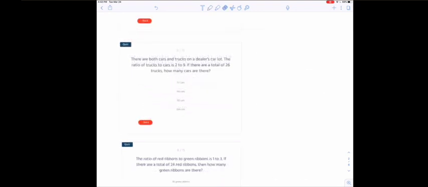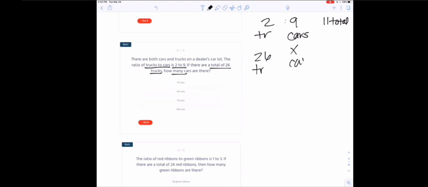Okay, so let's do number 8. It says, there are both cars and trucks on a dealer's lot, sorry. The ratio of trucks to cars is 2 to 9. Trucks to cars. If there are a total of 26 trucks, how many cars are there? So it gives us 26 trucks and asks us for cars. So 2 trucks to 9 cars. If we wanted the total, 11 total. But I'm pretty sure we don't need it because it gives us 26 trucks and it asks us for the cars. So now that we know this, we know we're going to do trucks to trucks, cars to cars.